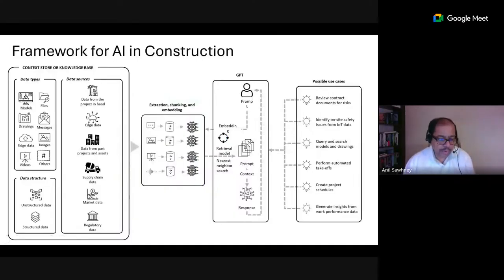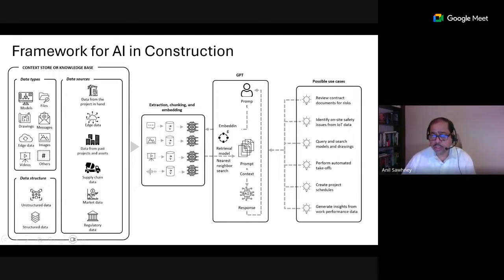This is sort of the framework we think would work for construction, including sustainability. So it looks scary, but it's pretty straightforward. What AI helps us do is you can take all your project information, not only current project information, but information from all types of projects, historical projects also.